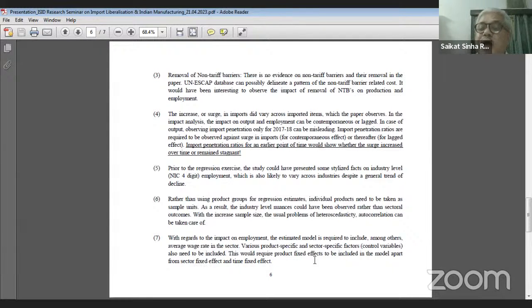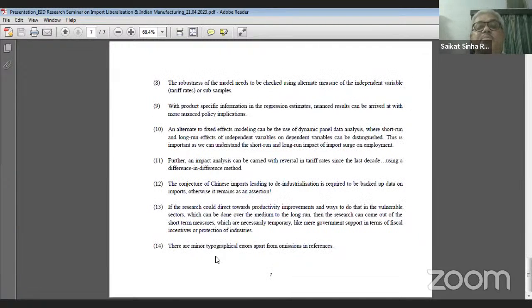This would require product fixed effects to be included in the model, apart from sector fixed effect and time fixed effect. The robustness of the model needs to be checked. Rama has checked incidentally using tariff or subsamples, or even if you can think of changing the dependent variable, that also can lead to the checking of the robustness for the regression results. With product specific information in the regression estimates, nuanced results can be arrived at with more nuanced policy implications.